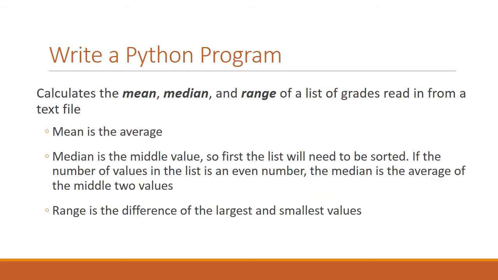Let's develop a Python program that will calculate the mean, median, and range of a list of grades read in from a text file. Just recall that the mean is the average, the median is the middle value. So first the list will need to be sorted. If the number of values in the list is even, the median is the average of the middle two values, and the range is defined as the difference between the largest and the smallest value.